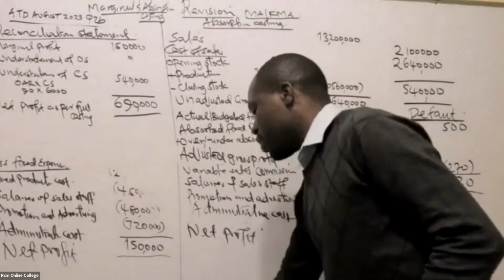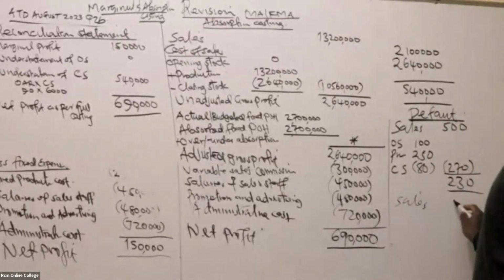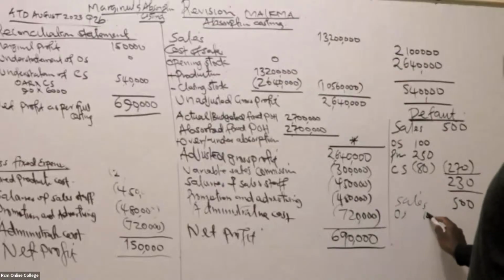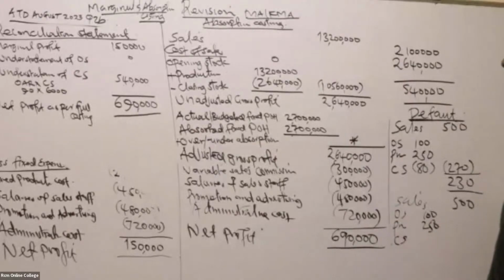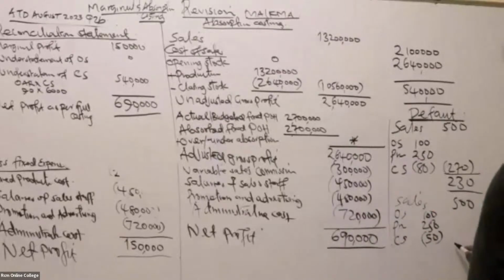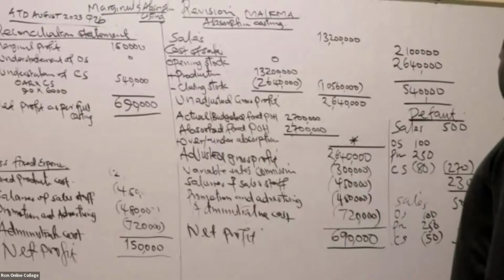We want to interfere with the closing stock. So our sales is not affected this time around, 500. Opening stock is still 100. Production is still 250. Then now closing stock, we want to understate it by 30 to 50. So what is the cost of sales? 100 plus 250, that is 350 minus 50, 300. It will give us 200.